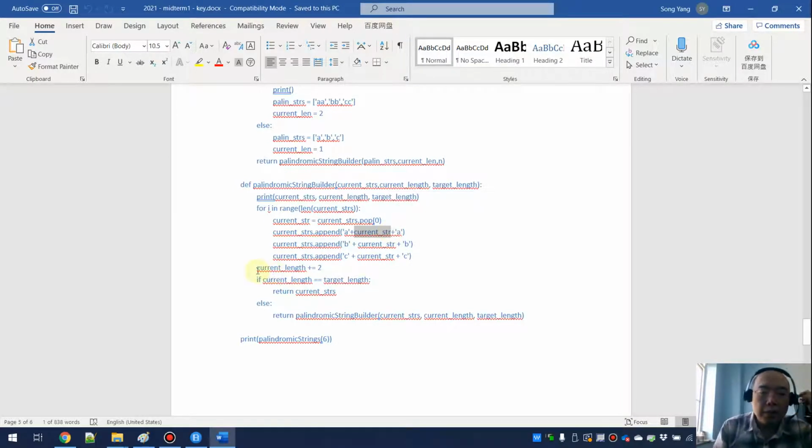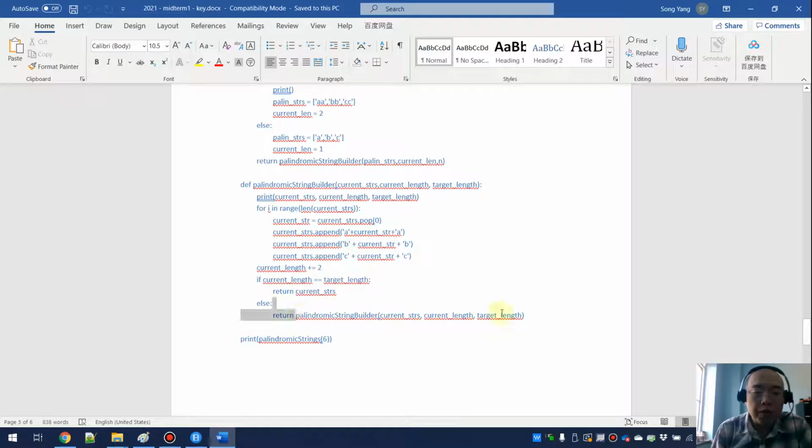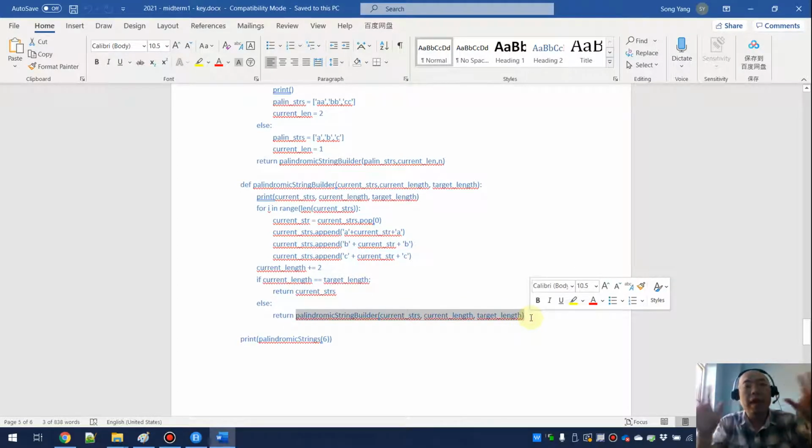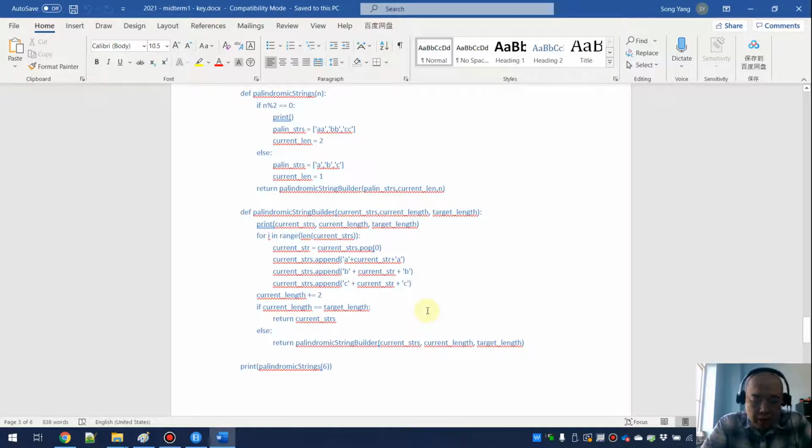Okay, and then I want to increase the current length by 2. Eventually, if the current length of my palindromic strings is exactly the same as the target length, I want to return my current set, or current collection, of the palindromic strings. Otherwise, I want to make recursive calls, so I expand my current set of the palindromic strings again. Okay, so this is my solution, and I did Python code.